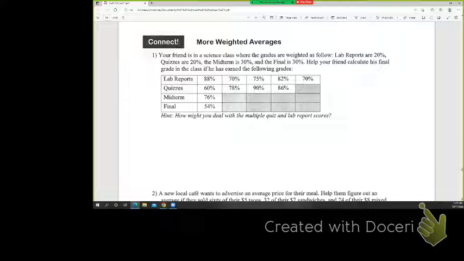Okay, so for this next one, we have several different lab report grades, and the lab reports all together are 20% of the grade. The quizzes are 20% of the grade. The midterm is weighted at 30%, and the final is 30%. So we have multiple lab reports and multiple quizzes. How do you think we could deal with those?